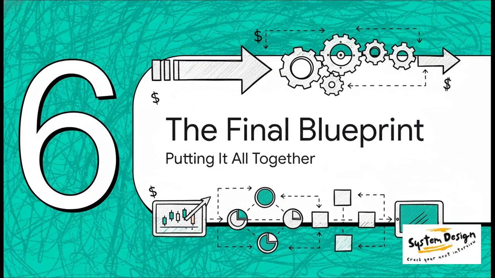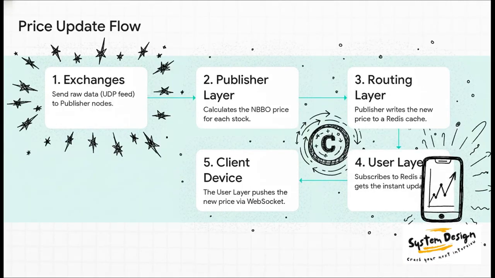All right. So we've seen all the pieces. We've seen the exchange layer, the user layer, and the routing layer. Now let's put it all together. Let's trace the entire journey of a single stock price update, from the market all the way to your eyeballs. So check this out. It starts with the stock exchanges sending a fire hose of data to our publisher nodes. Those publishers do their super fast math to calculate the true NBBO price. Then they write that new price into our Redis cache, that big whiteboard we talked about. Instantly, all the user layer servers that are watching that cache see the new price, and then they immediately push it down that single WebSocket connection straight to your phone. It's an incredible, high-speed chain reaction.